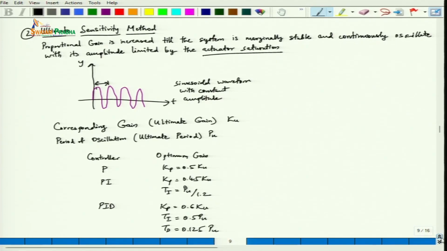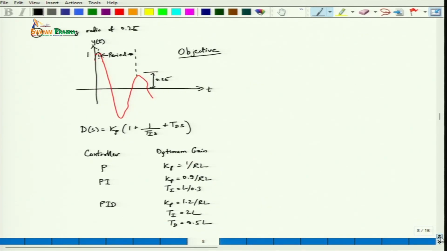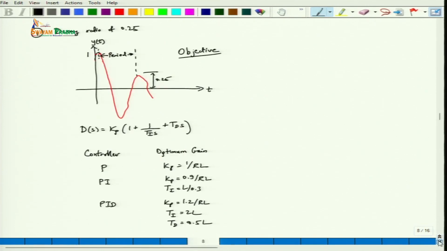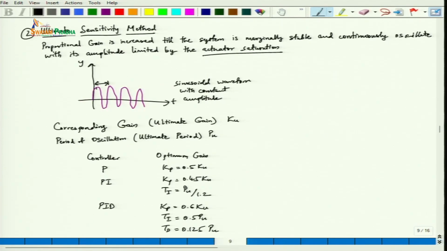So these are the two methods by Ziegler and Nichols. The first one is with the objective of a decay ratio of 0.25, and the next is the ultimate sensitivity method, where we keep on increasing the gain till it becomes marginally stable, and then depending on the gain and the ultimate period we find the optimum gains.